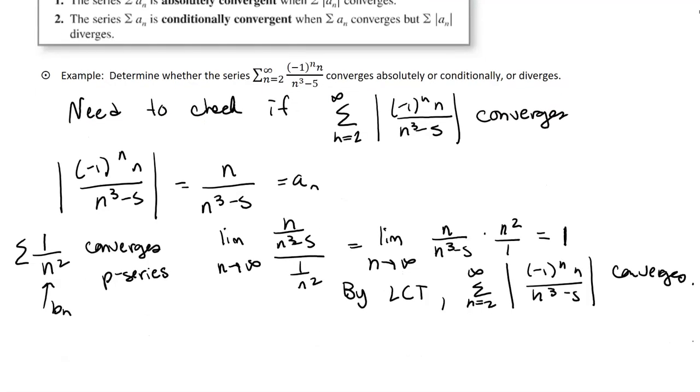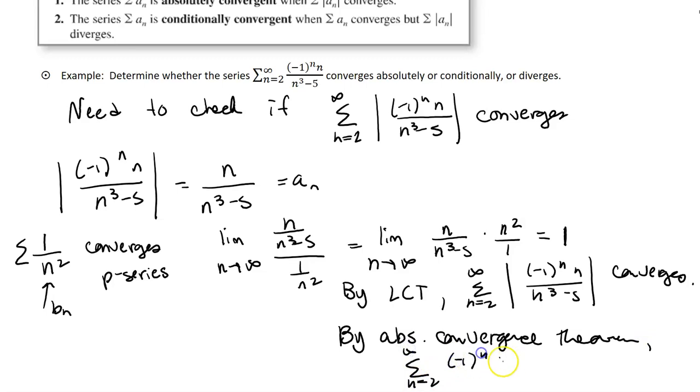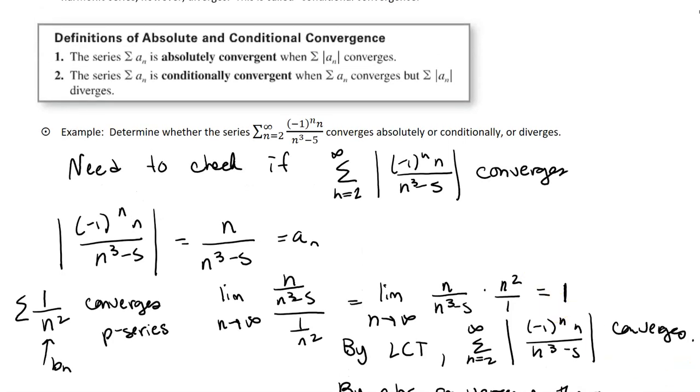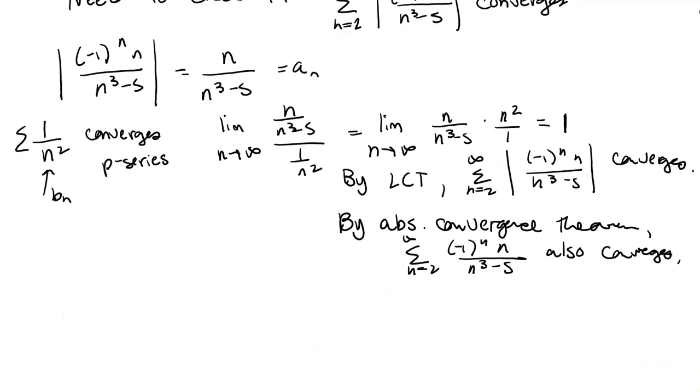And then by that absolute convergence theorem, we get that the sum from 2 to infinity of the actual function, the actual series, also converges. And since we know that the absolute value converges, we know that that convergence is absolute.